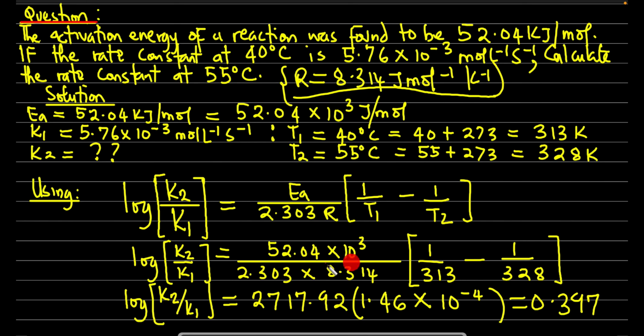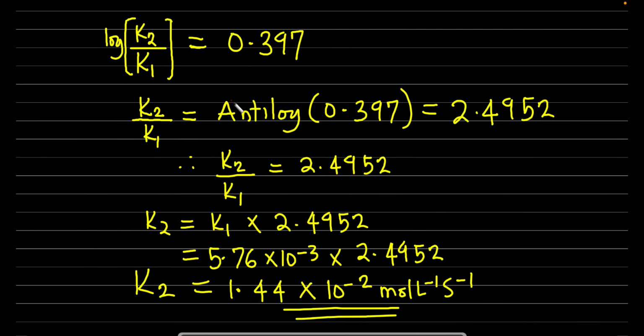Press your calculator. Of course, outside the brackets, when you evaluate this up and down, we have 2717.92. So this multiplied by this will give us 0.397. Therefore, my log K2 over K1 is equal to this. Do not forget that it's K2 I'm asked to find, so I have to make sure I settle everything on this part before I venture into the next. So log K2 over K1 equals 0.397.